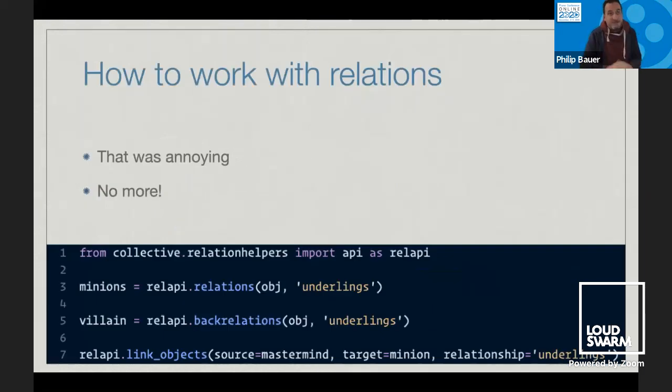So for this reason, and not least, it was really tedious to work with relations, but this is why I wrote collective.relationhelpers. There's a nice API getting the relations from an object, and you pass the relation name. Same with back relations, and you can create relations in a very similar way, just link objects and pass the relationship.